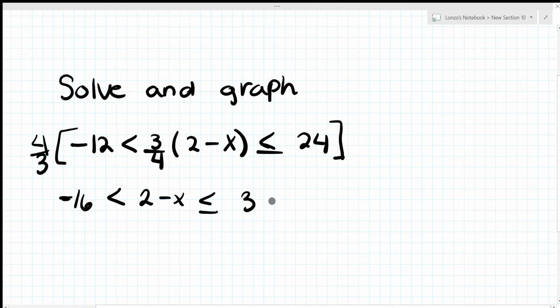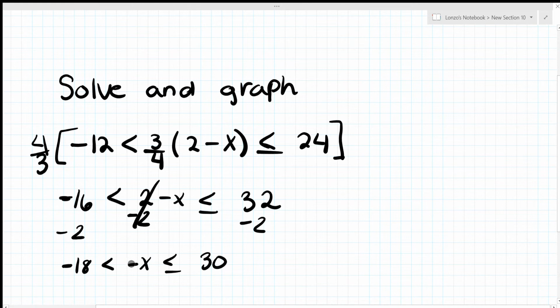Good. Now I want to get x by itself, so I have to remove this 2. I have to subtract 2 from both sides, right and left. So you're left with negative 18 less than negative x, less than or equal to 32 minus 2, which is 30.